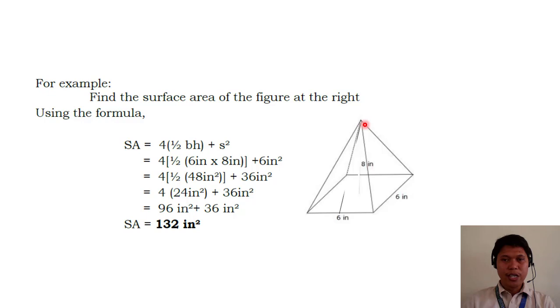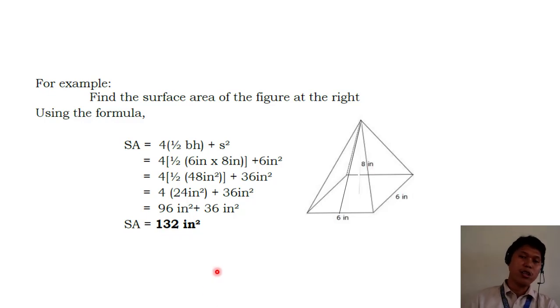So if you are going to apply it, this is the slant height, which is 8. So 4 times 1/2 times 6, this is the base, and the height is 8 inches. 6 times 8 is 48. 48 divided by 2, which is one half of 48, is 24. 24 times 4 is 96. And 36 is taken from 6 times 6, which is side squared. So 6 times 6 is 36. 96 plus 36 is equal to 132.